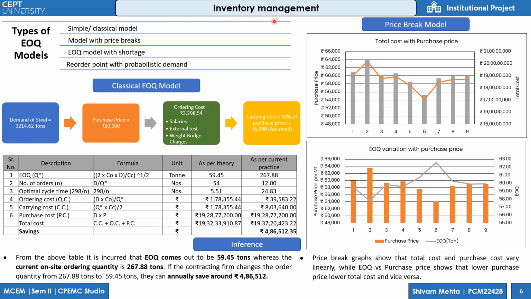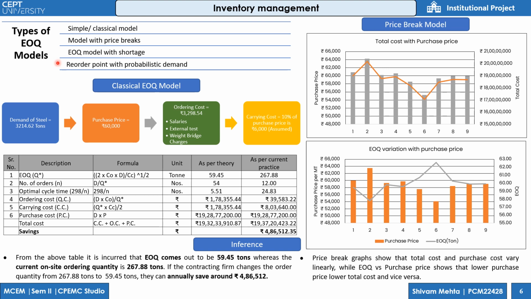We'll see inventory management. EOQ, economic ordering quantity. Types of EOQ: simple or classic model, model with price break, EOQ model with shortage, reordering point with probabilistic demand. Now we'll see the classic EOQ model for steel.